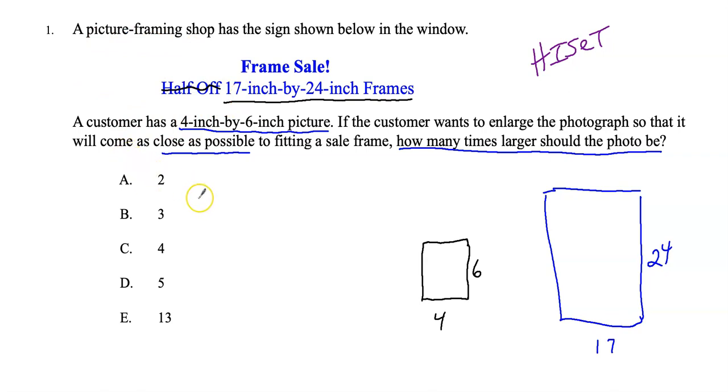So let's see. What I'm going to do now is use my answer choices to help me. This says, does my picture, which is 4 by 6, need to be 2 times bigger? Well, let's check it. This tells me to multiply the dimensions by 2. So I'm going to multiply this by 2, and this by 2, and see if it matches up with these dimensions, or as close to it, because it says as close as possible. So let's see, 4 times 2 is 8, 6 times 2 is 12. So now the dimensions of my picture are 8 by 12. Yeah, that doesn't really match up very closely with 17 by 24. So A's gone. So I'm going to get rid of A.